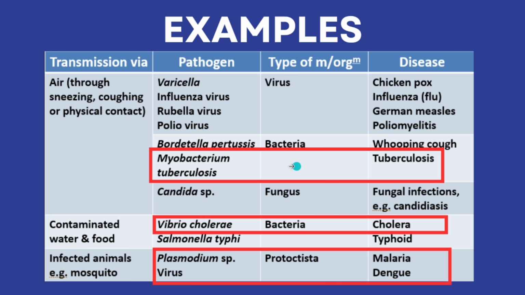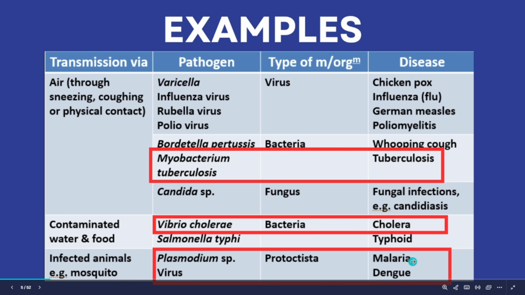Tuberculosis is caused by bacteria. The vector is bacteria, and the transmission is through the air. And also cholera is transmitted by bacteria. The vector is bacteria, and then it is transmitted by contaminated water or food.